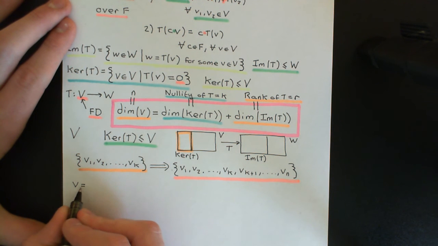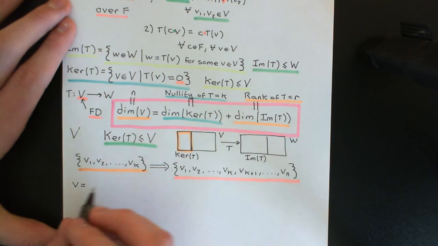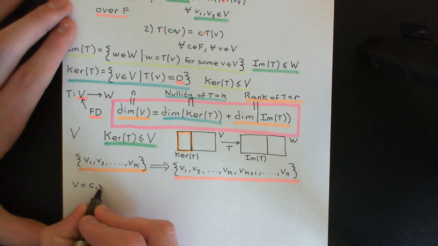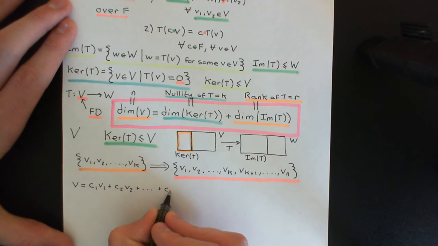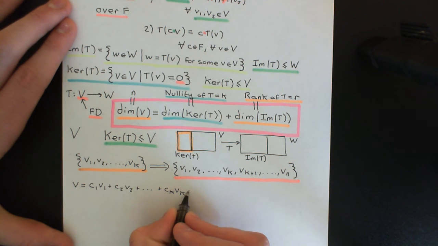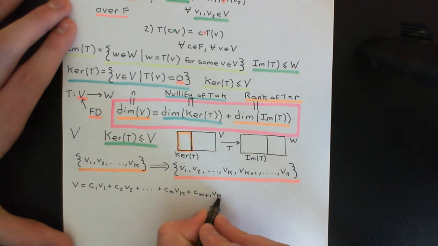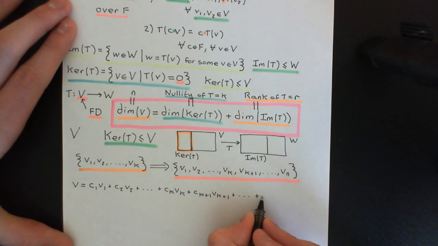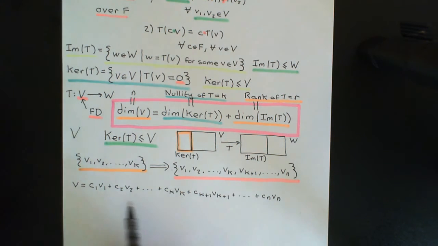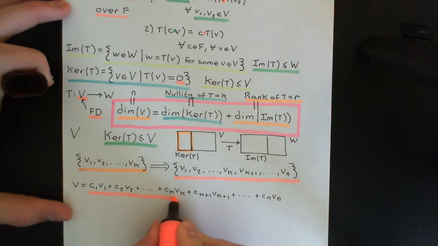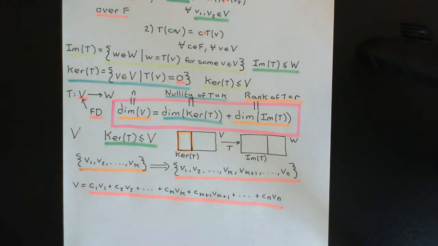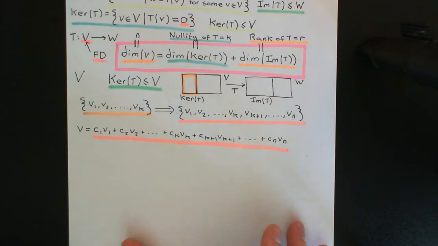So if we've got some arbitrary vector in our vector space capital V, it's going to have the form c1 times v1 plus c2 times v2, all the way up to ck times vk, and then we go on further, plus c(k+1) times v(k+1), all the way up to cn times vn. Just a great big linear combination of all of the vectors in the basis. Any vector in my domain vector space capital V can be written as a linear combination of the basis vectors like so.